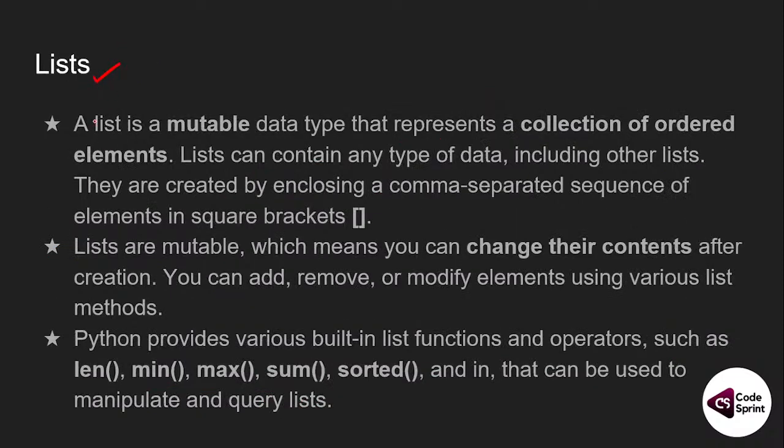Now let's discuss the list. We have discussed that it is mutable, that we can modify it, and it represents a collection of ordered elements. A list can contain any data type, including itself. We can contain a list as well, like nested lists. And if we talk about how we can create it, just by using these square brackets. And we have just discussed they are mutable.